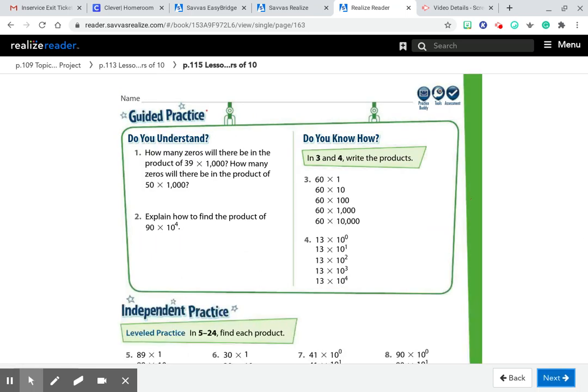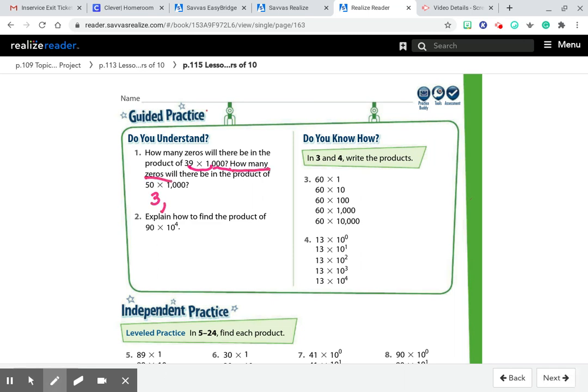And doing a little guided practice here. How many zeros will there be in the product of 39 times 1,000? How many zeros will there be in the product of 50 times 1,000? In the first one, 39 times 1,000, you're going to annex 3 zeros. 39 times 1 is 39, and then we're going to annex those 3 zeros. But be careful about what the question is asking there.